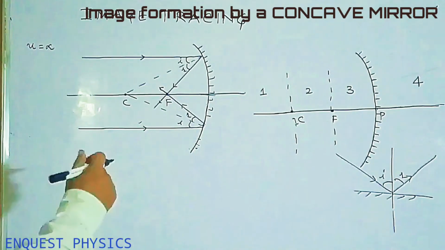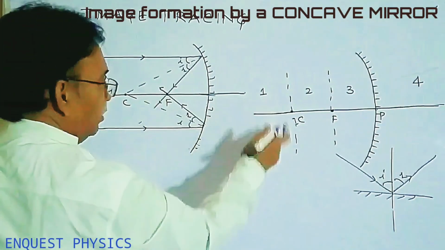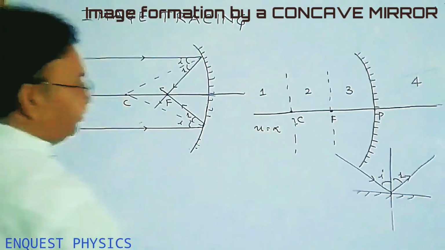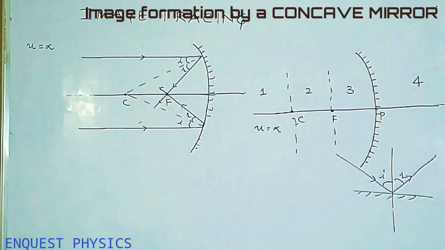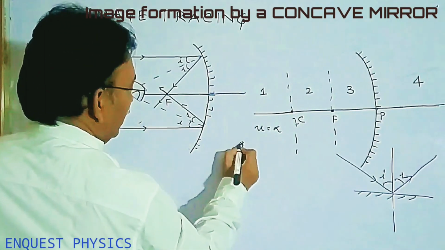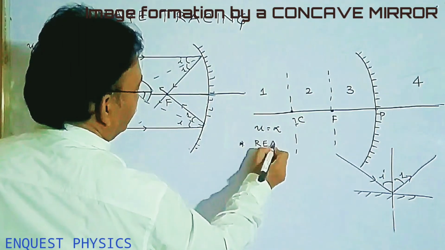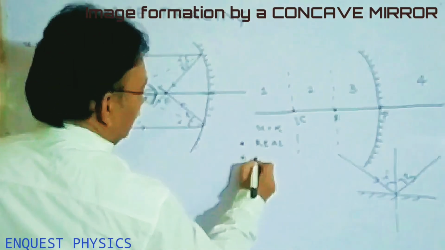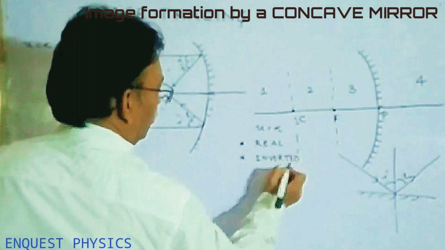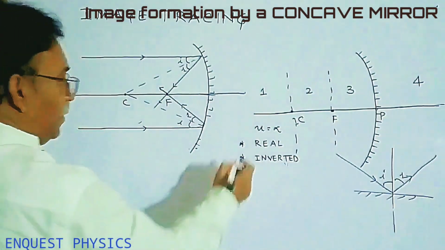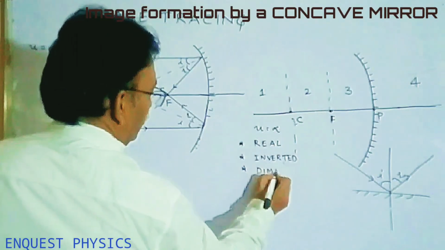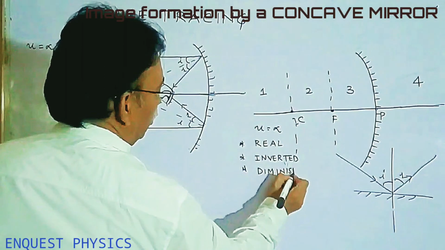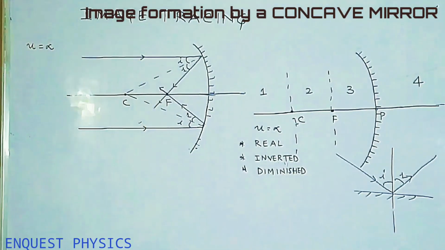Here see, we are tracing the first case. The object in the first region means what? U at infinity. We have to write the characteristics of that. If you watch it carefully, the first characteristic is the image is real. The second one, the image is inverted. The third one, diminished. That means small. These are the image characteristics.